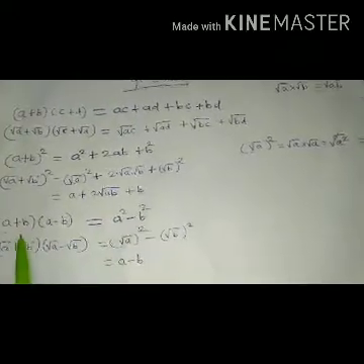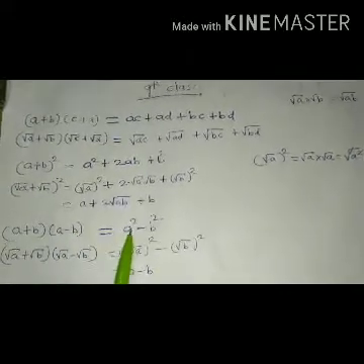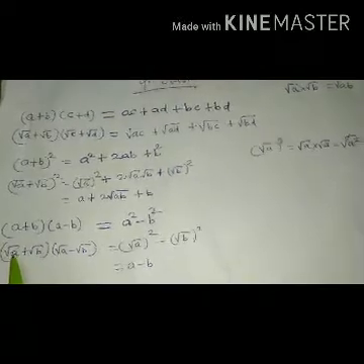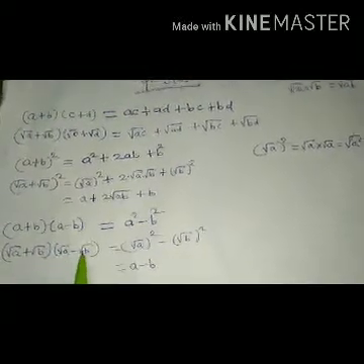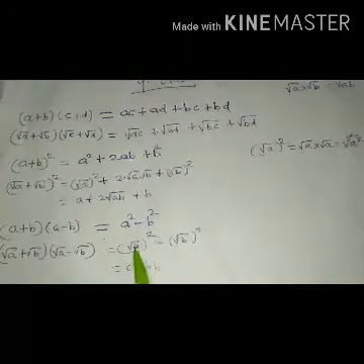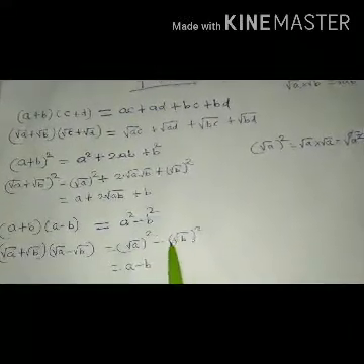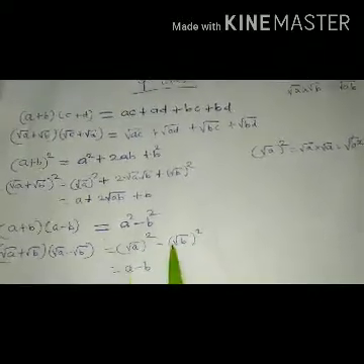In the same way, we have the third identity, a plus b into a minus b, which is equal to a square minus b square. So applied for irrational numbers, root a plus root b into root a minus root b, which is equal to root a whole square minus root b whole square. So this root sign and 2 get cancelled. Here also root sign and 2 get cancelled. We are left with a minus b.